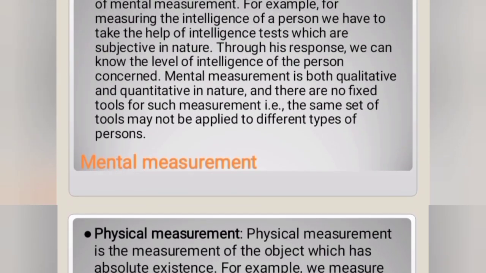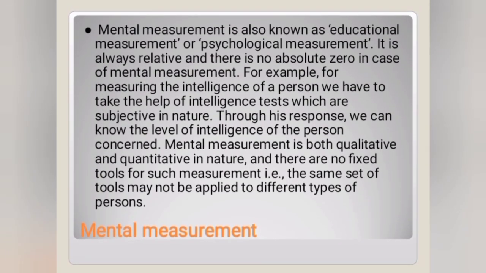Second one is mental measurement. Mental measurement is also known as educational measurement or psychological measurement. It is always relative and there is no absolute zero in case of mental measurement. For example, for measuring the intelligence of a person, we have to take the help of intelligence tests, which are subjective in nature. So, through his response, we can know the level of intelligence of the person concerned. Mental measurement is both qualitative and quantitative in nature, and there are no fixed tools for such measurement. That is, the same set of tools may not be applied to different types of persons.